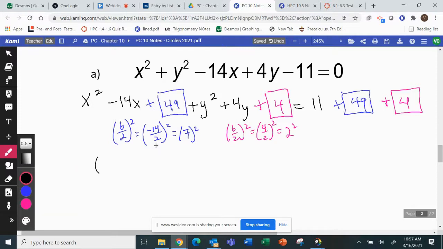Now we factor: (x minus 7) squared plus (y plus 2) squared. So we're using these trinomials that we just formed and factored them to their binomial squared. And then on the other side, add that up. I think it's 64. Is it 64? So now it's in that form, we can find our center and our radius.